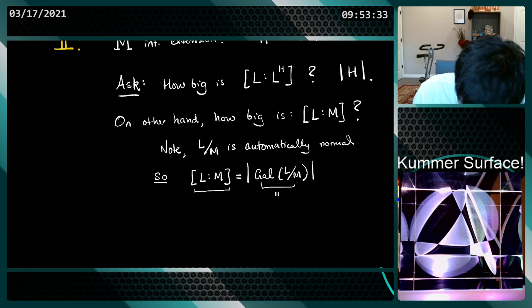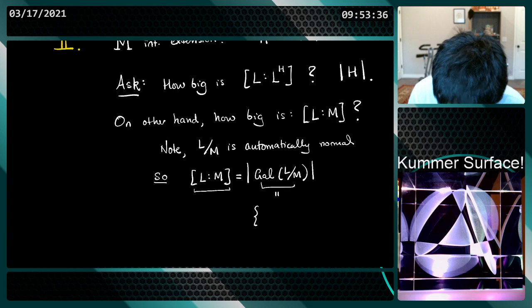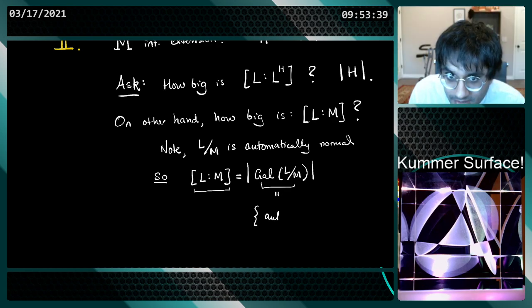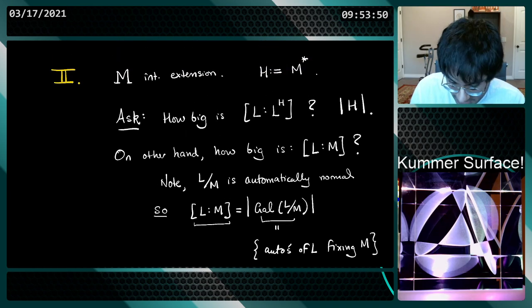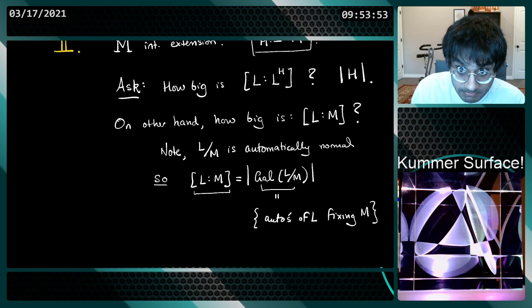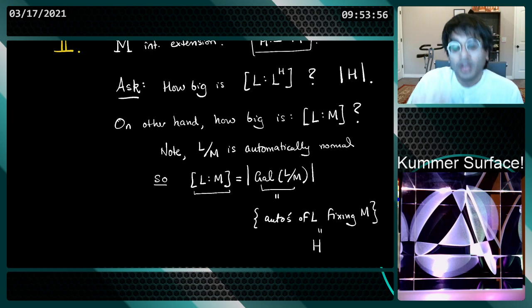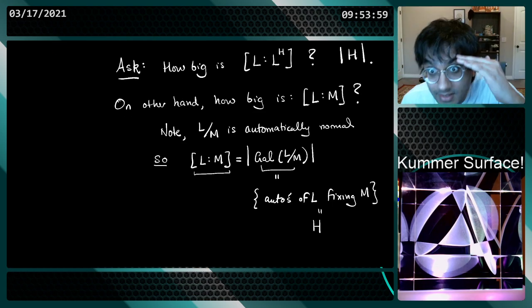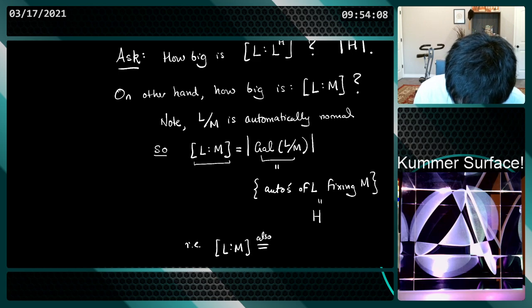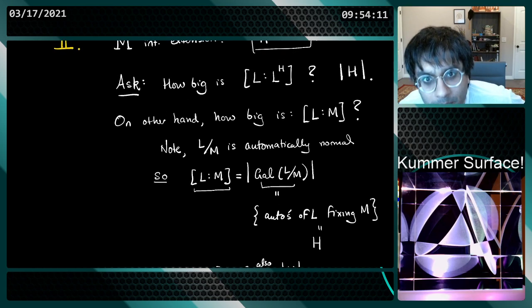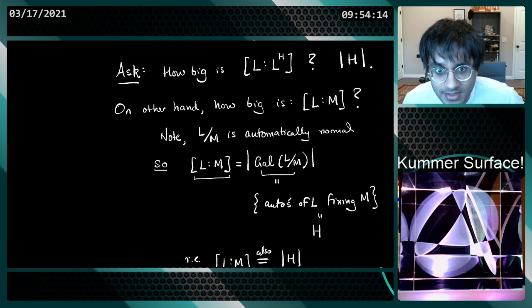Oh, this is the size. Okay, what is the Galois group? It is the set of automorphisms of L which fix M. And that's this, H. Good. I'm a moron. And so, i.e., L over M is also H, the size of H. Both are the size of H.